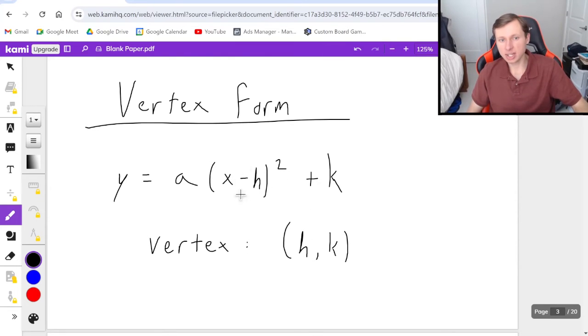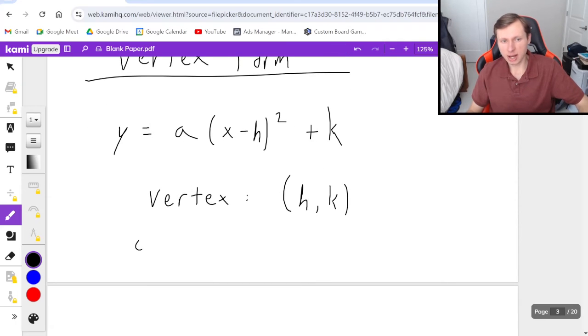You'll notice the negative sign here in front of the h means that you will always flip the sign of h, and I'll show you an example of that in a minute. And like I said before, if a is positive, if a is greater than 0, then that means the parabola opens up, it's a smiley face, and if a is less than 0, it opens down, so it's a frowny face.